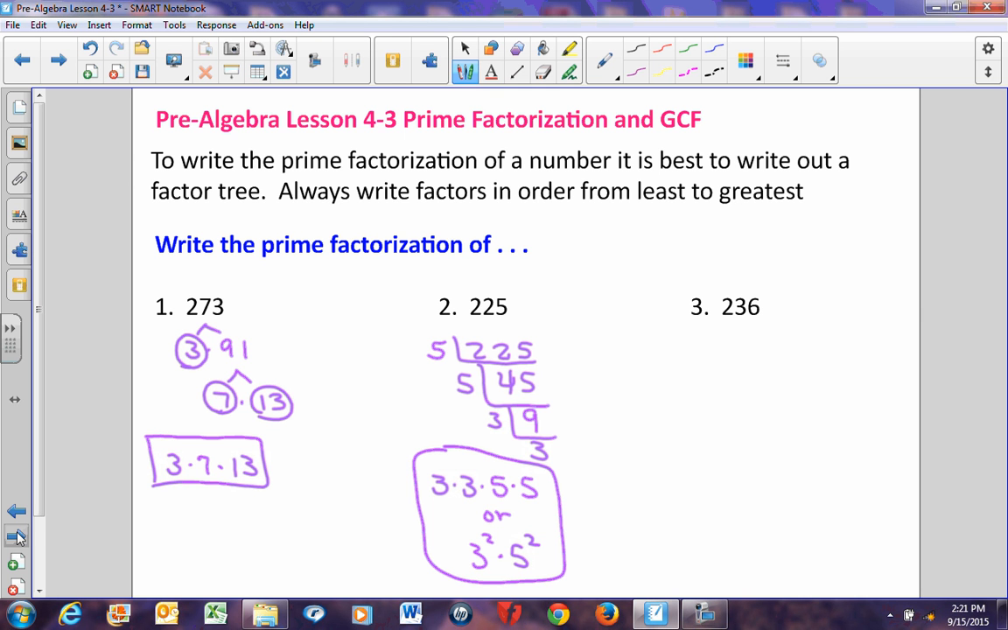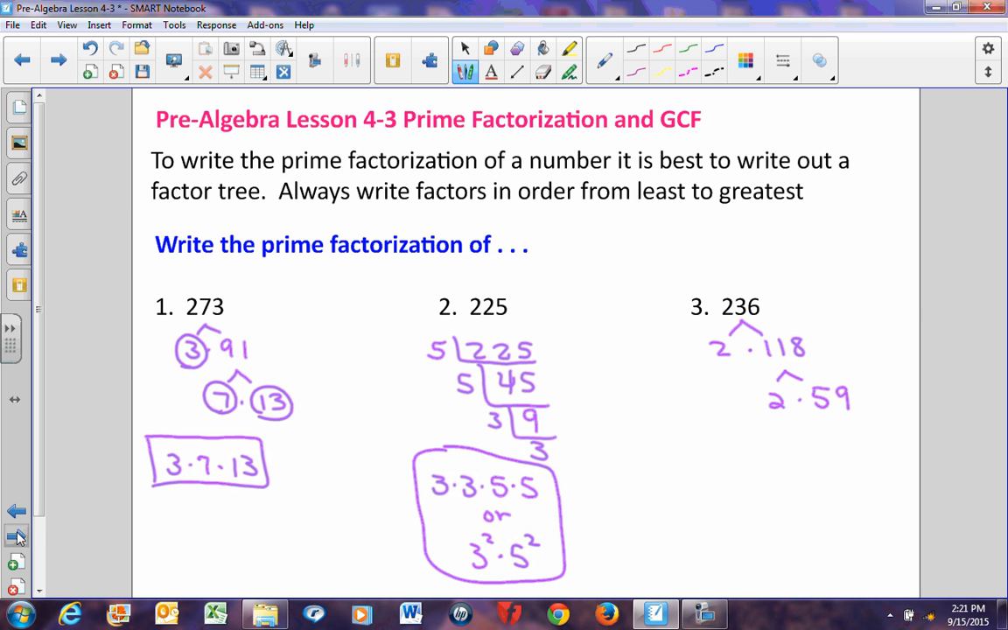Okay, 236, and I don't care if you do the tree or you do the upside down division, whichever one you're more comfortable with. I know this is divisible by 2 because it ends in an even number. So it's 2 times 118. I know that's divisible by 2. That happens to be 2 times 59.